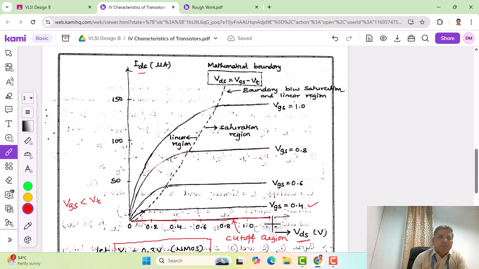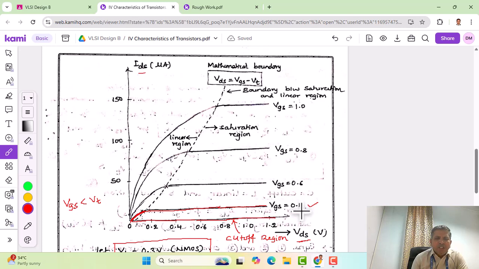As we keep increasing the gate to source voltage above the threshold, which is taken as 0.3 volts, say for example VGS is 0.4 volts, we can see how exactly the current varies. In the beginning, when the drain to source voltage is very small, a linear region comes into play. So we have a small linear region, and further, when the drain to source voltage is increased, the current becomes almost like a saturation. So this is the saturation region.